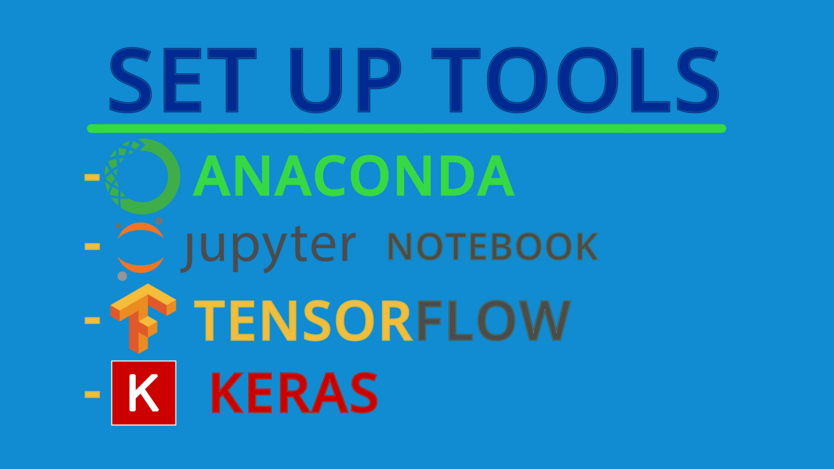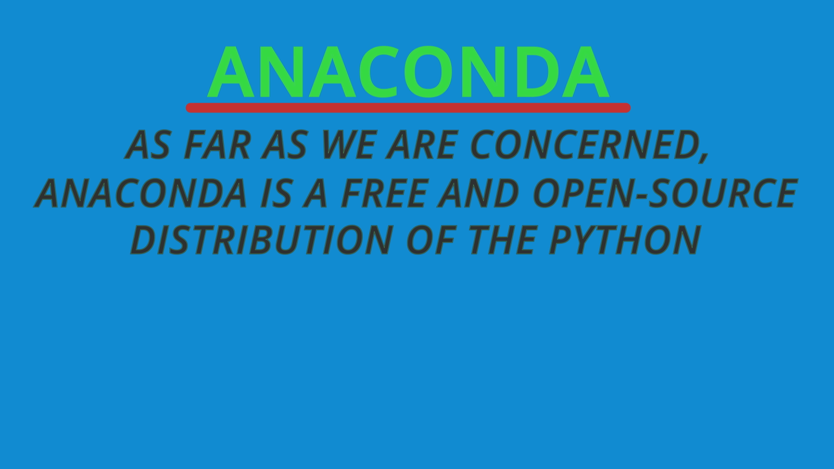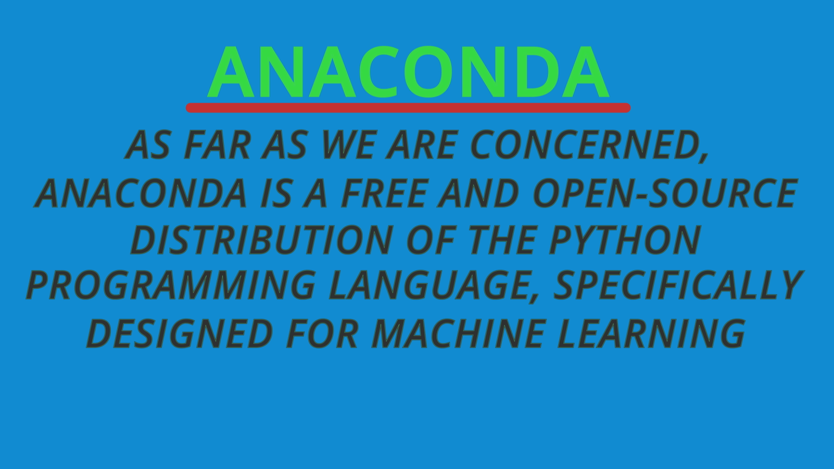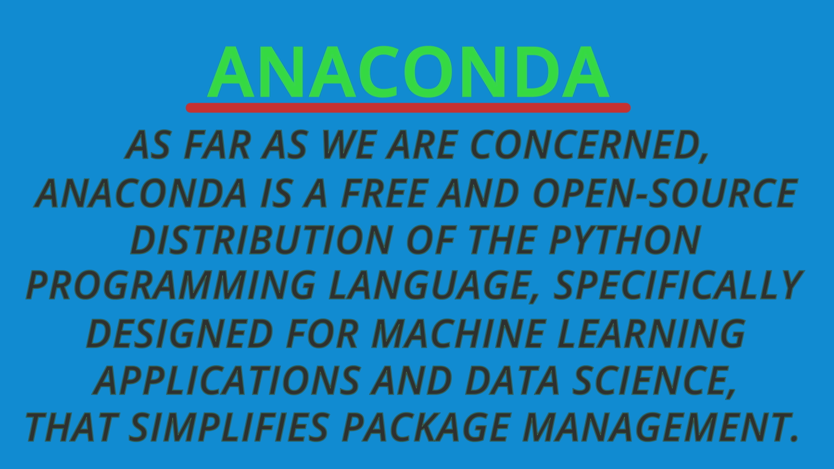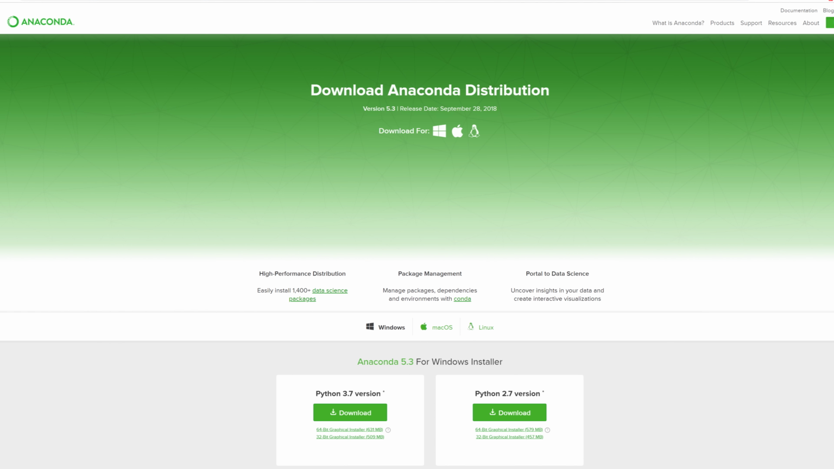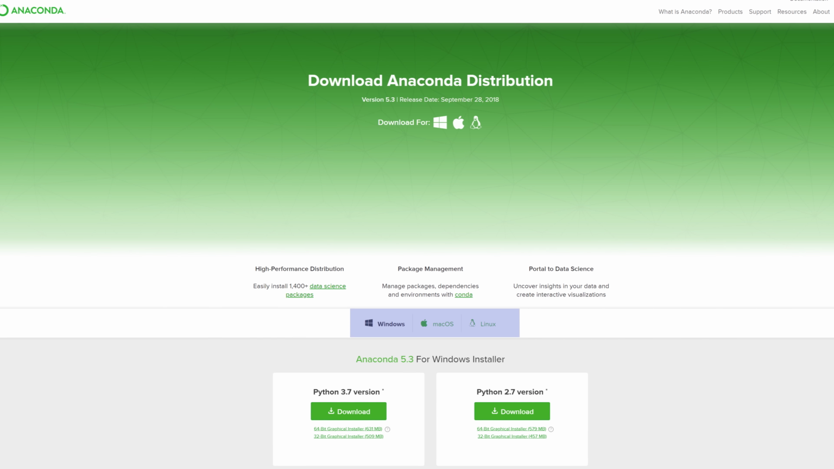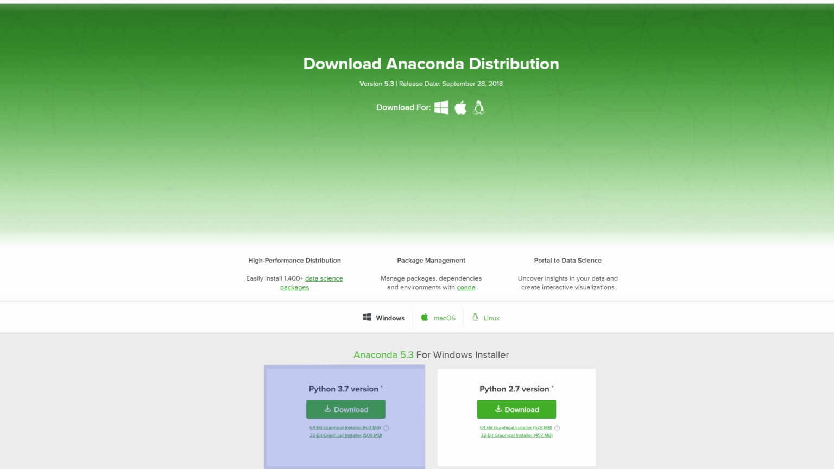Let's jump right in. First, we will download Anaconda, but before we do that, what is Anaconda? As far as we're concerned, Anaconda is a free and open source distribution of the Python programming language, specifically designed for machine learning applications and data science that simplifies package management. It makes machine learning easier. In order to download it, click on the first link in the video description. That will lead you to this web page, or something similar in the case that it is updated in the future. From here, select the download corresponding to your computer's operating system, then click the download button for Python 3.7.